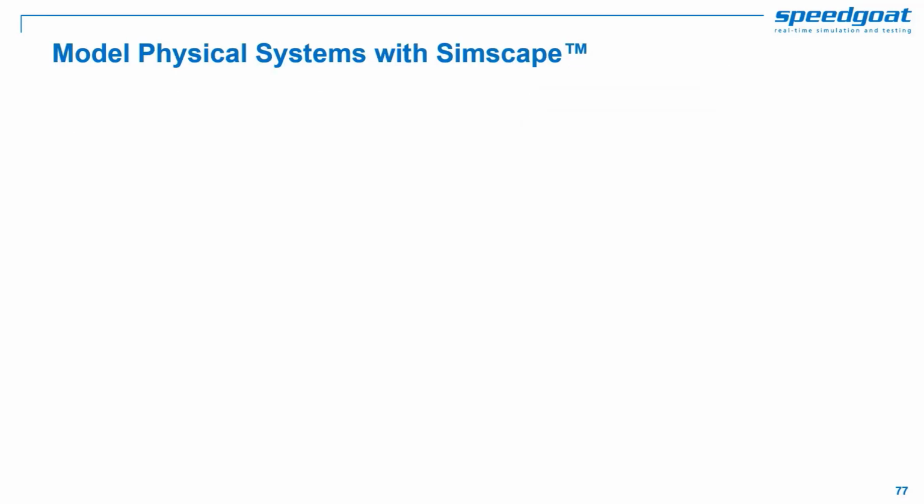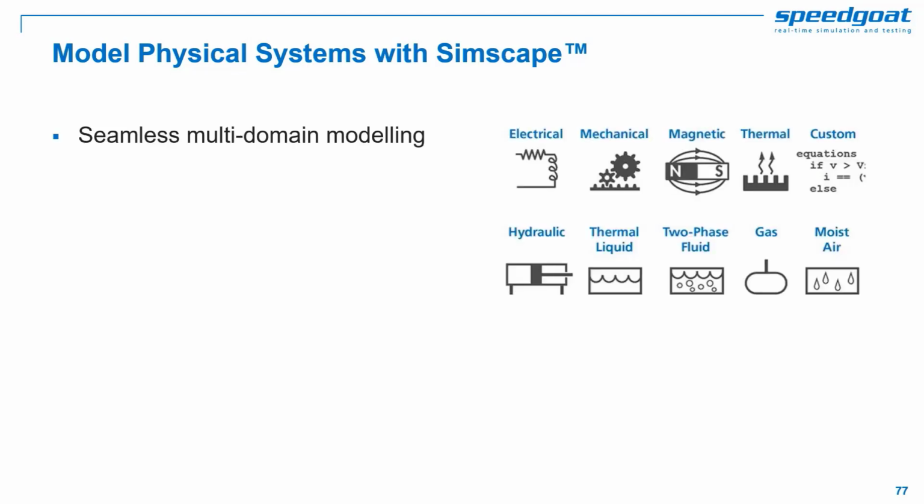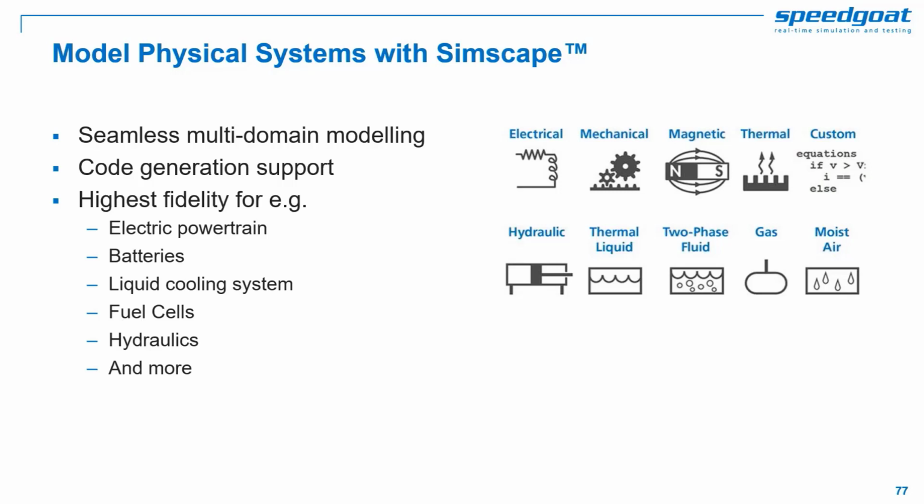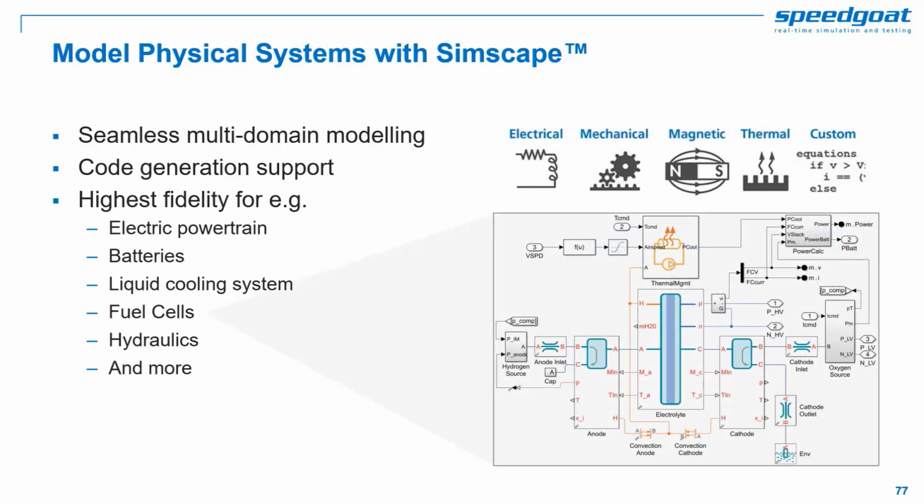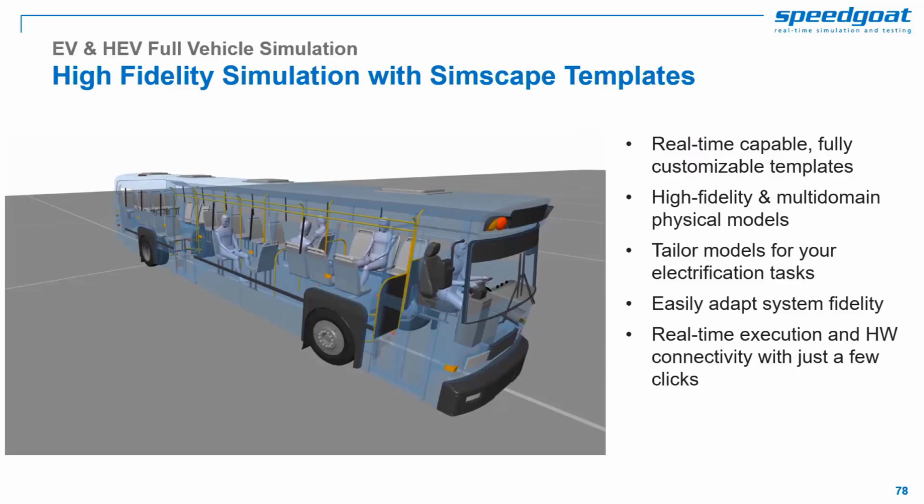To extend your digital twin models with more detailed electric and other physical components, you can do physical modeling with Simscape. It allows you to arrange fundamental components into a schematic which integrates with your Simulink model and fully supports code generation. With physical modeling, you get the highest fidelity simulation for things like batteries, fuel cell, thermal cooling systems, and more. And again, you don't have to start from scratch.